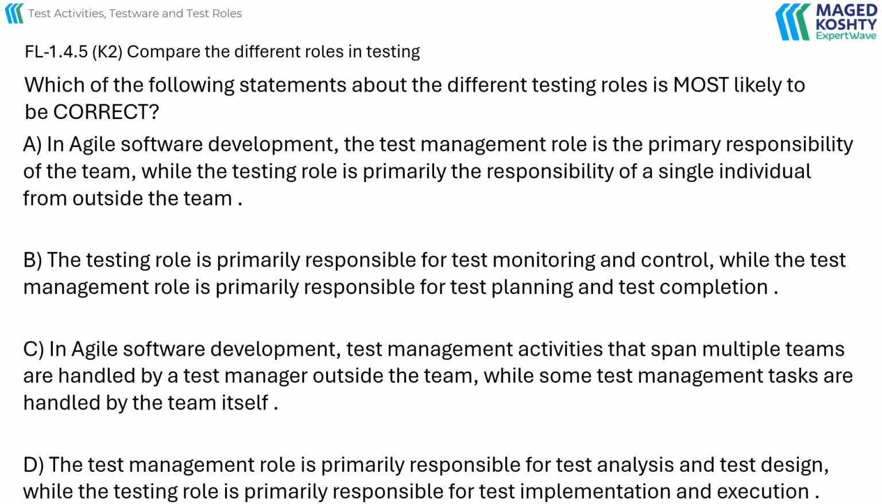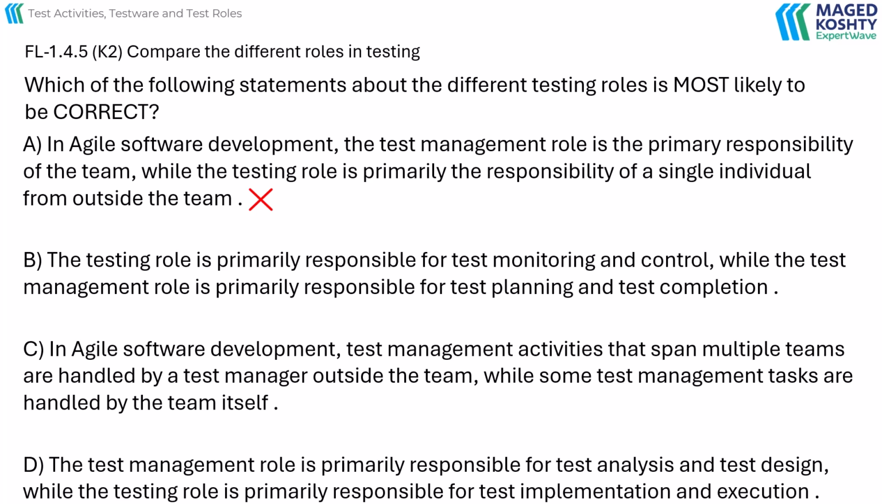Option A. In agile software development, the test management role is the primary responsibility of the team. So far, this looks okay. To continue, while the testing role is primarily the responsibility of a single individual from outside the team. This is clearly not correct. Testing or quality in agile projects is everyone's responsibility. So option A is not correct.